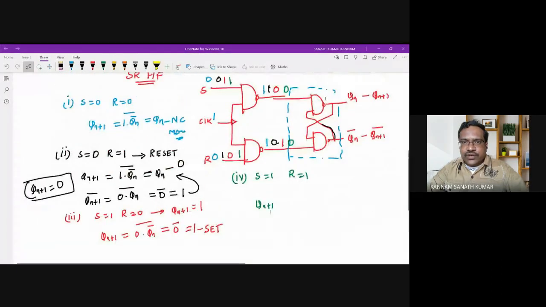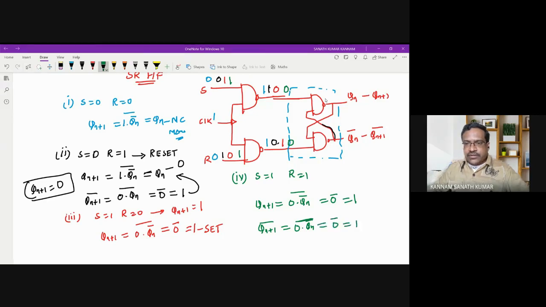So I will prove that. If you want to find out Qn plus 1, 0 into Qn bar, whole bar. So this is 0 bar, you are getting 1. And Qn plus 1 bar equal to 0 into, so 0 is one input and Qn is another input. Next state, present state, 0 into Qn bar, so 0 bar, that is equal to 1. So this is true form and this is complement form, but we are getting the same values. So we can't predict this state. We call this the indeterminate state.